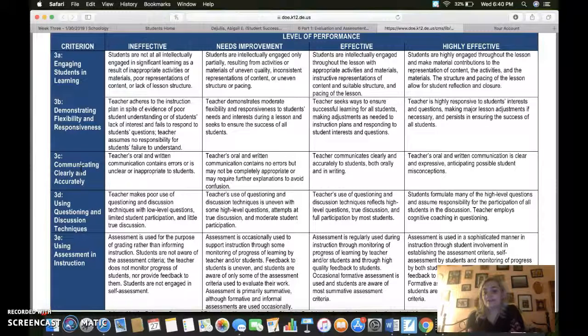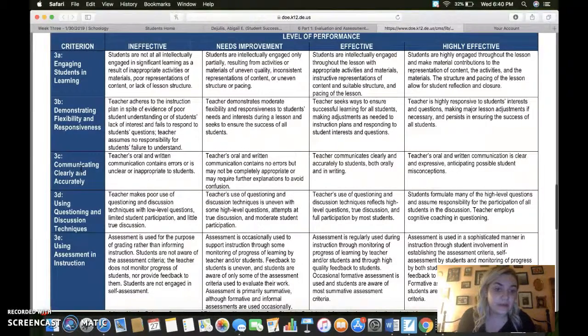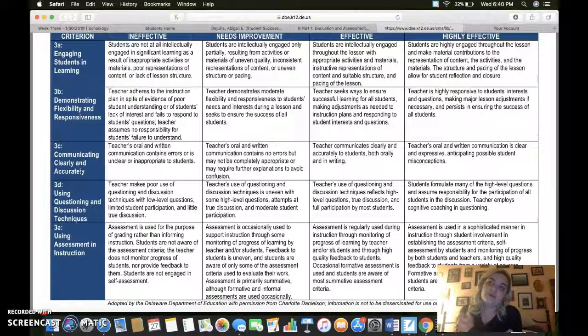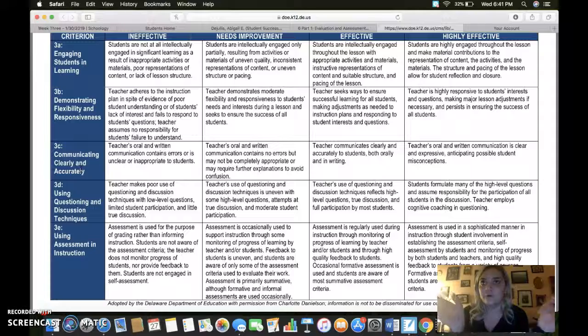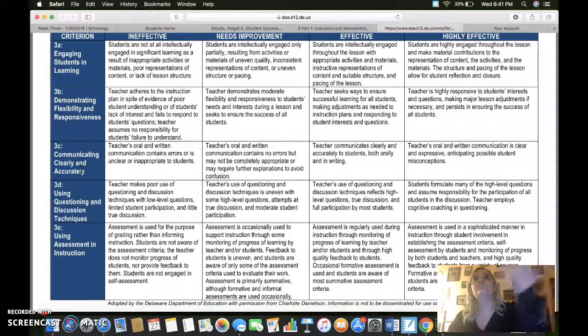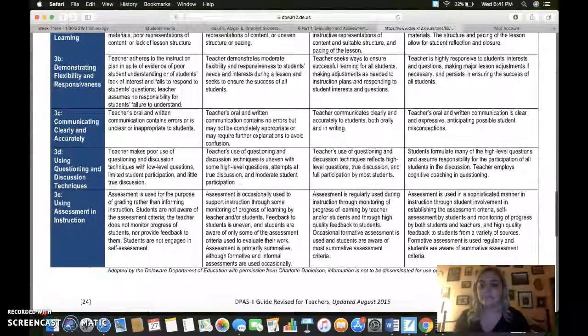Using questioning and discussion techniques, students formulate many of the high-level questions and assume responsibility for participation of all students in discussion. Teachers employ cognitive coaching and questioning. So this is really going into your group activities where everyone's participating. Are the questions on topic? Are we learning from it? Have we gone off far left and we're not even talking about the Civil War anymore? Can all of this be brought back in for some deeper learning?